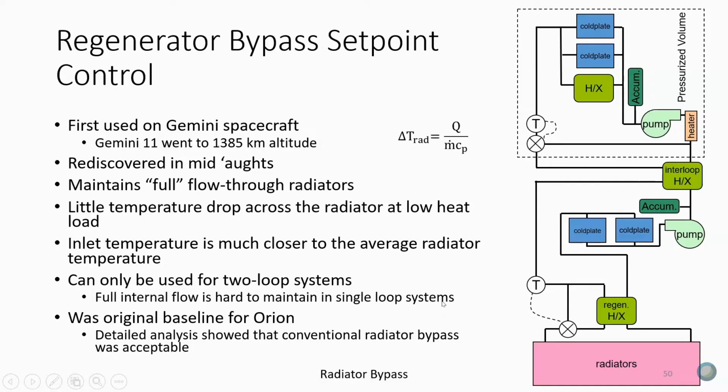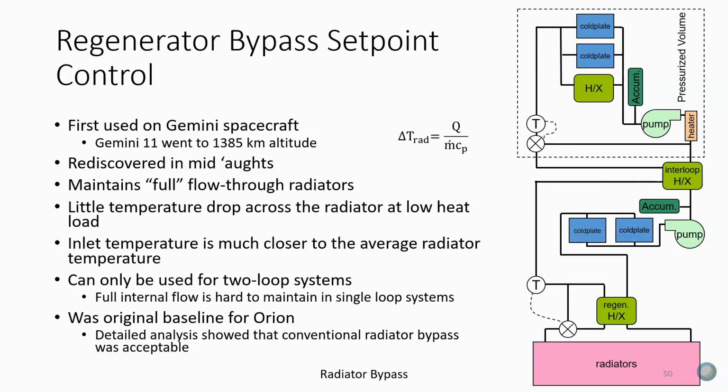We did have this as the original baseline for Orion, but they were able to show by detailed analysis that they were okay with radiator bypass, that their combination of sink temperatures and heat loads in their operating envelope was okay for just doing a radiator bypass.